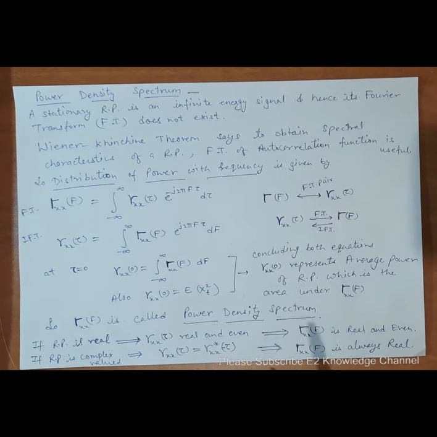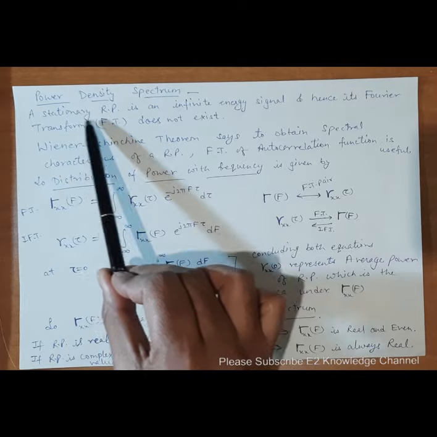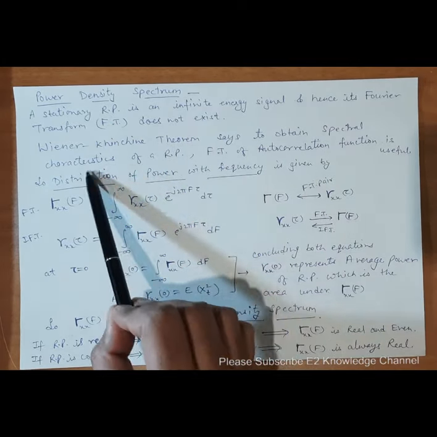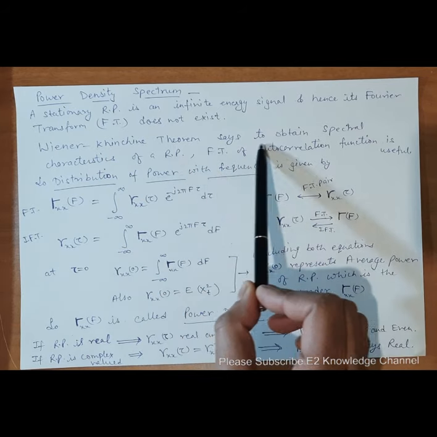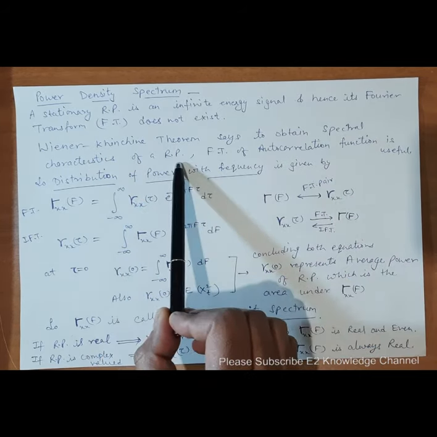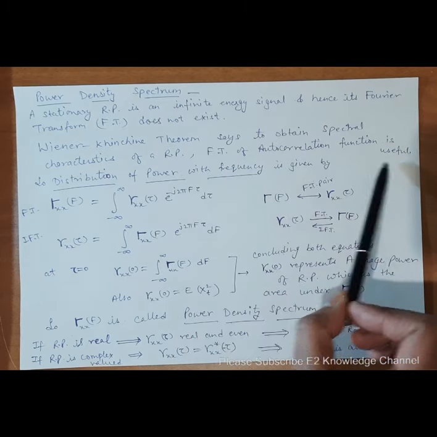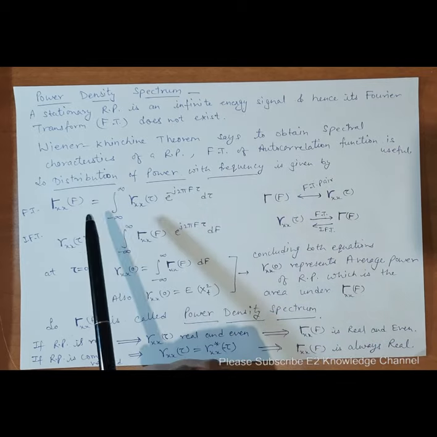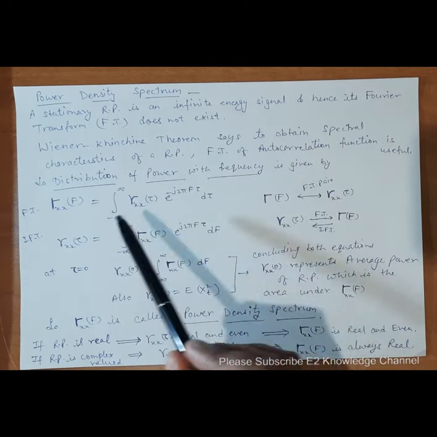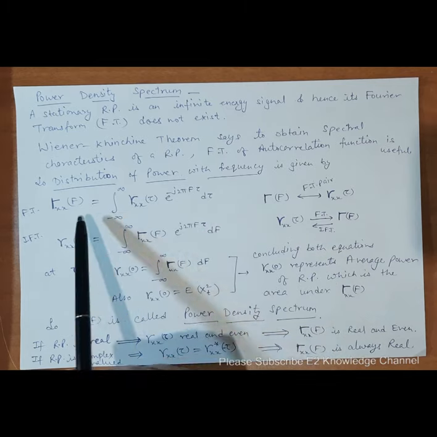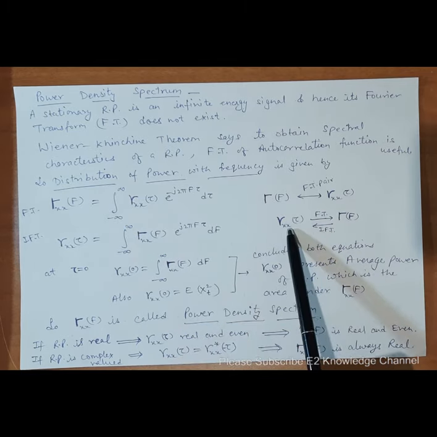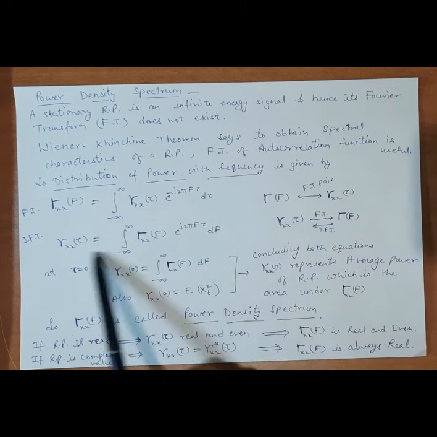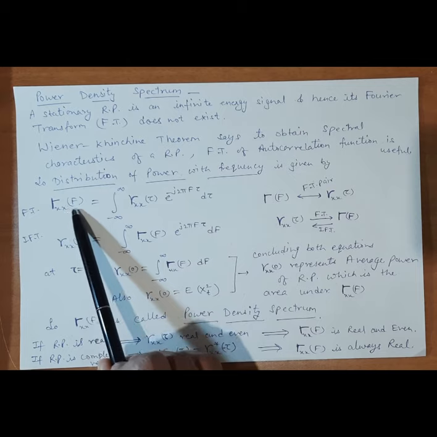Now some properties of power density spectrum. We know that a stationary random process is an infinite energy signal, hence its Fourier transform does not exist. So what the Wiener-Khinchin theorem says is that to obtain the spectral characteristics of a random process, the Fourier transform of the autocorrelation can be used. The distribution of power with frequency for a stationary random process is given using the autocorrelation function. We have that the autocorrelation function in time and the power spectrum in frequency are a Fourier transform pair, with the Fourier transform and the inverse Fourier transform, one in time and one in frequency.